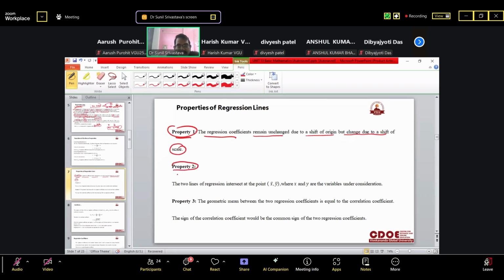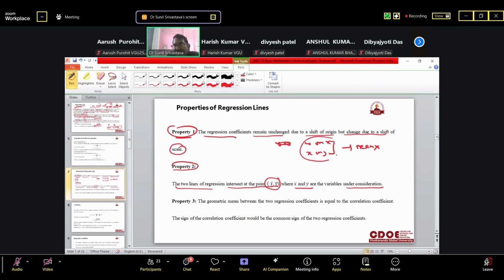Property number two: the two lines of regression intersect at the point x bar, y bar, where x and y are the variables under consideration. The regression line y on x and the regression line x on y both pass through their means.